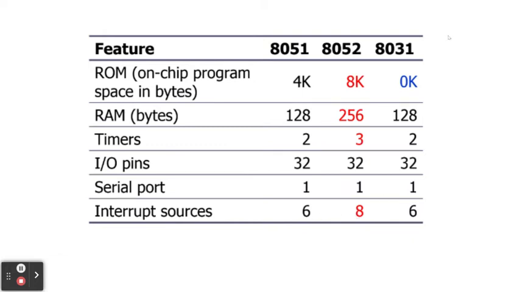On the other hand, the 8031, in terms of RAM, timers, input-output pins, serial port, and interrupt sources, is all the same as the 8051. The only thing different about the 8031 in comparison with the 8051 is its ROM, which is 0K. It has no ROM, ROM-less.